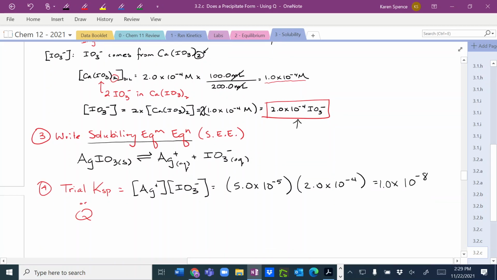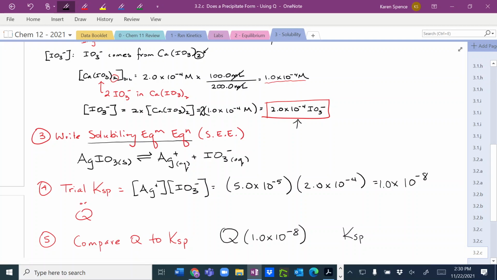Once you have a K trial or a Q, what do you do with that? Yeah, we compare Q to Ksp, so we're going to have Q, which is 1.0 times 10 to the minus 8. Uh-oh, I don't know a Ksp. It wasn't given to me in the question. What do I do? It's in the data booklet, yes.